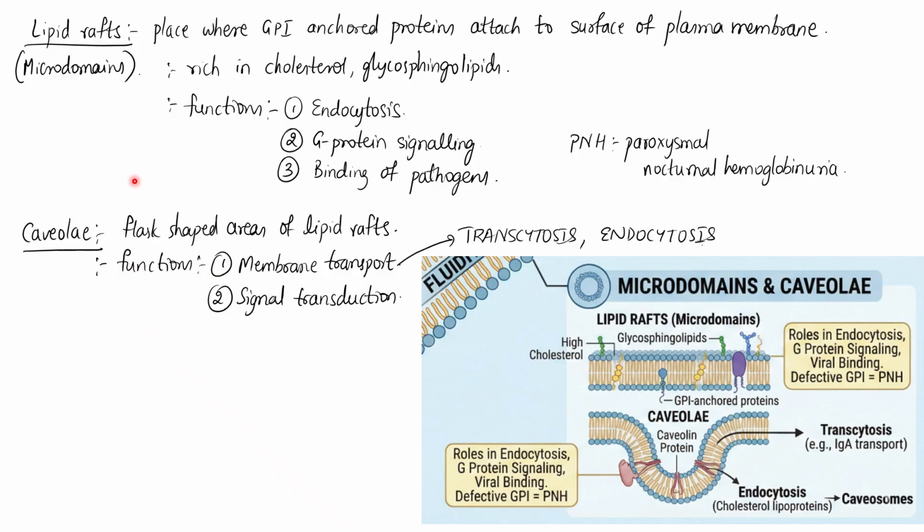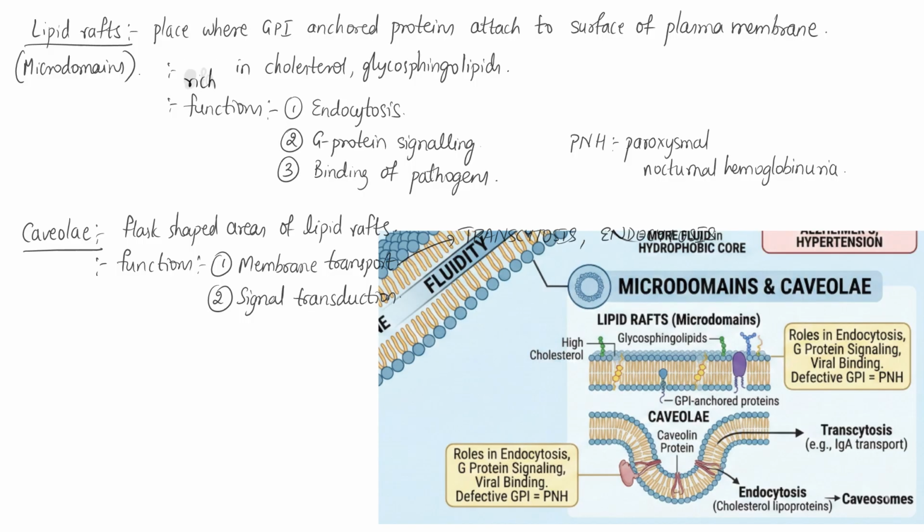What are caveolae? These are also areas present in the lipid rafts, but flask-shaped areas. As you can see, they are depressions, flask-shaped areas of the lipid rafts. They contain proteins called caveolin. And the function of the caveolae is endocytosis of cholesterol-rich lipoproteins forming caveosomes, or transcytosis, allowing antibodies like IgA to travel through the cells.